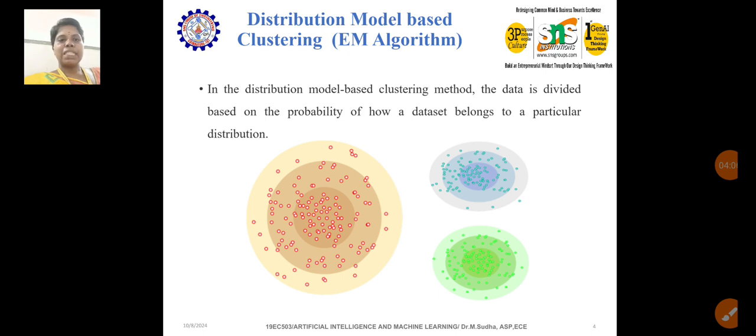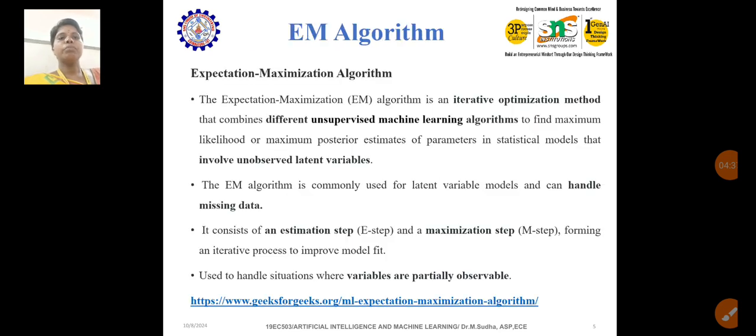Just see this image here. We can see the inner circle, the outer circle, and the outermost circle. According to how much it covers, it is covered as the inner circle and that circle's circumference, then the next outer circle, and another outermost circle. This is how we can have an effective distribution model based clustering, that is the expectation maximization algorithm.